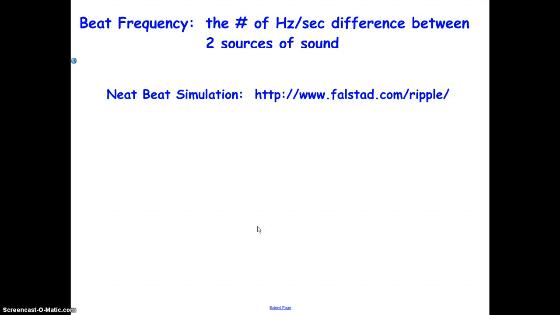If you hear beats, the number of beats you hear per second is the hertz frequency difference between those two notes. So if one is a standard, then the other one would be that number of hertz off of the standard. Let's take a look at this quick simulation, and this ought to clear up for you what beat frequency is.